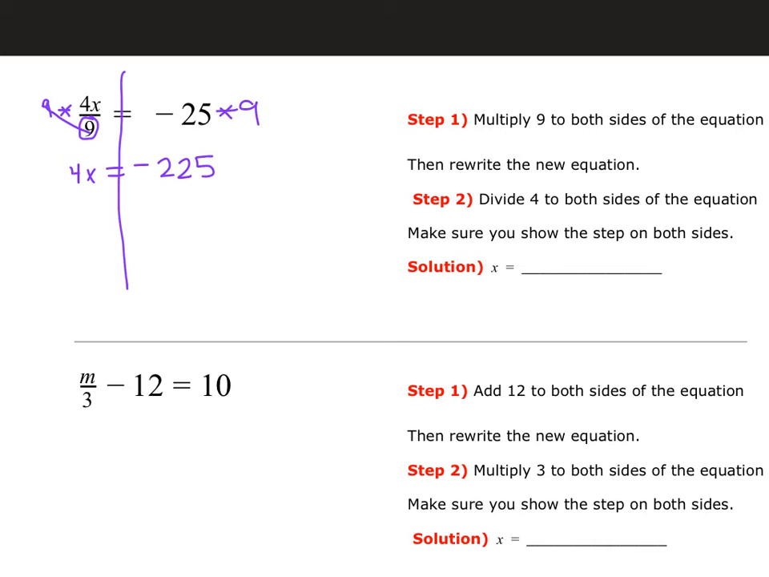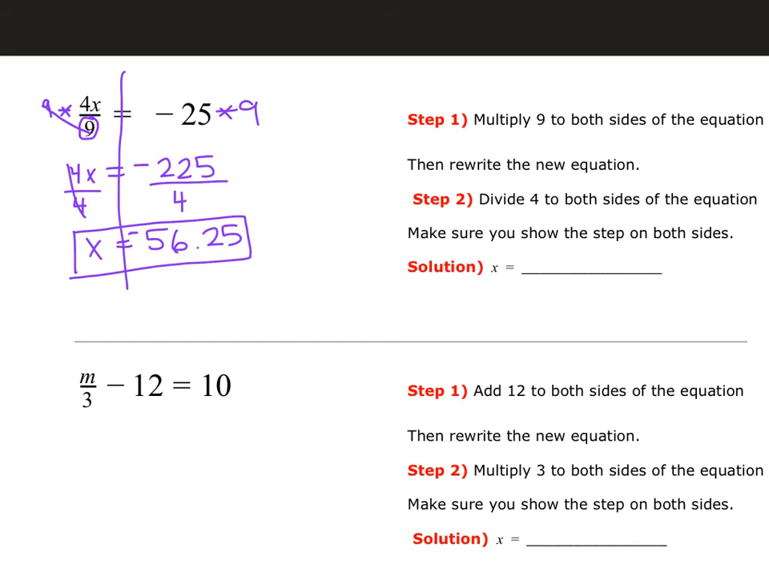Notice here's that last step again. To get that variable alone, you are going to divide by the 4. Divide by 4, and x will equal -56.25. A negative divided by a positive will give you a negative answer. So that's what you would end up with.